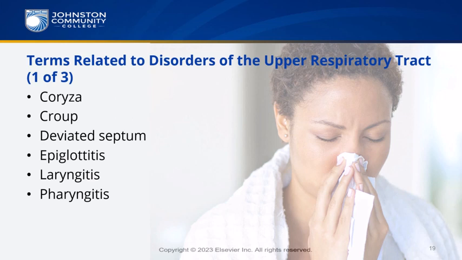Croup is an acute viral infection of early childhood marked by stridor caused by spasms of the larynx, trachea, and bronchi. A deviated septum is a deflection of the wall between the nares that may obstruct the nasal passages. It may cause infection, sinusitis, shortness of breath, headache, or reoccurring epistaxis. Remember, that's a nosebleed. Then we have epiglottitis, which is the inflammation of the epiglottis. Then we have laryngitis, which is inflammation of the larynx, and pharyngitis, which is the inflammation of the throat. Remember, throat is our layman's term for the pharynx.